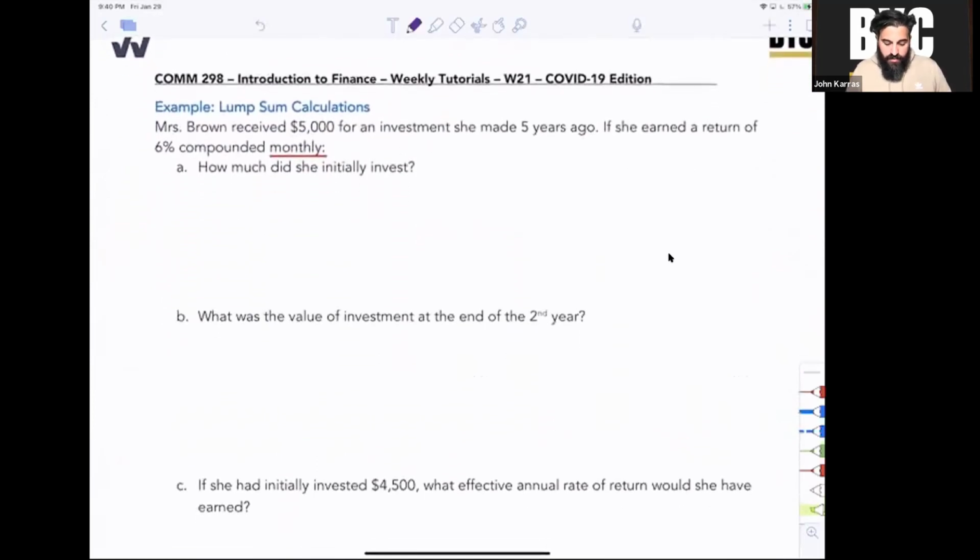Mrs. Brown received $5,000 for an investment she made 5 years ago. If she earned a return of 6% compounded monthly, how much did she initially invest? I'm asking you for the present value in this case, right? If I have $5,000 now, how much did I invest 5 years ago? So the first thing I'm noticing is that they told me my interest is being compounded monthly. So my M is 12.